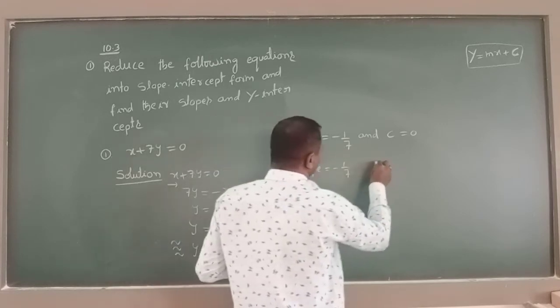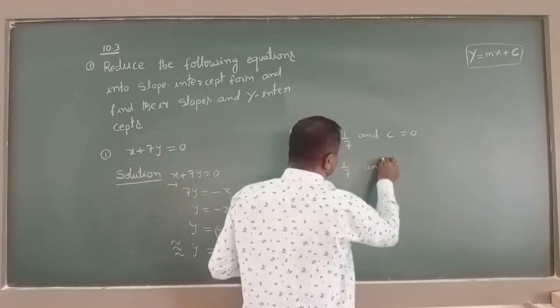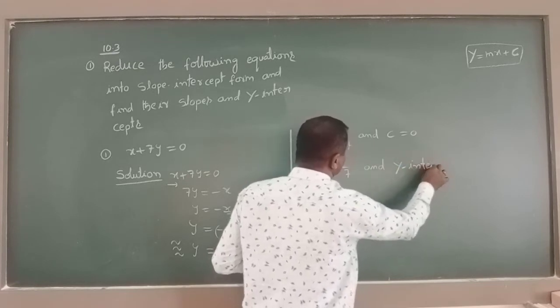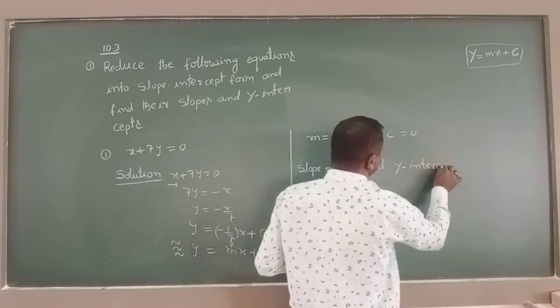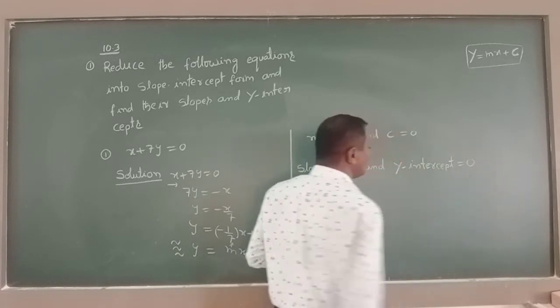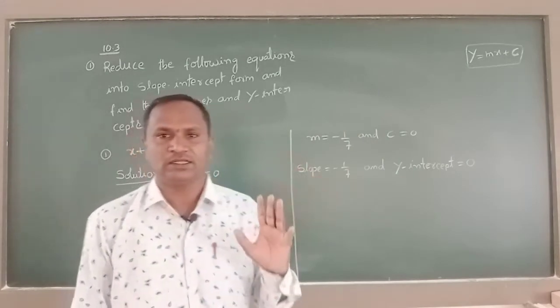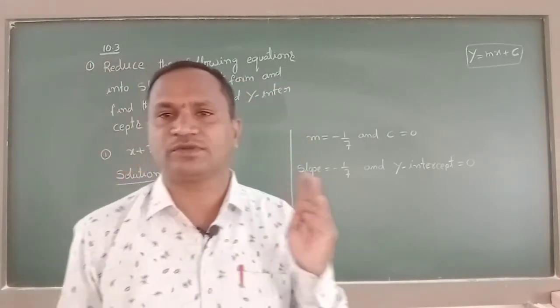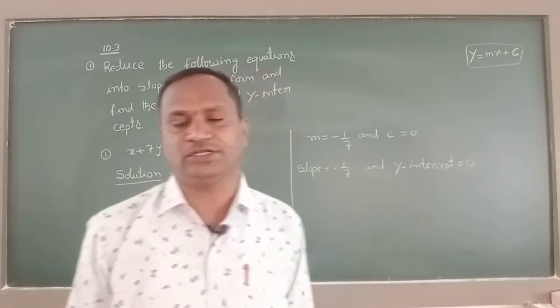At the same time, the y-intercept is equal to 0. The y-intercept is equal to 0. Like that, we are finding the values of slope and y-intercept from the given line equation.